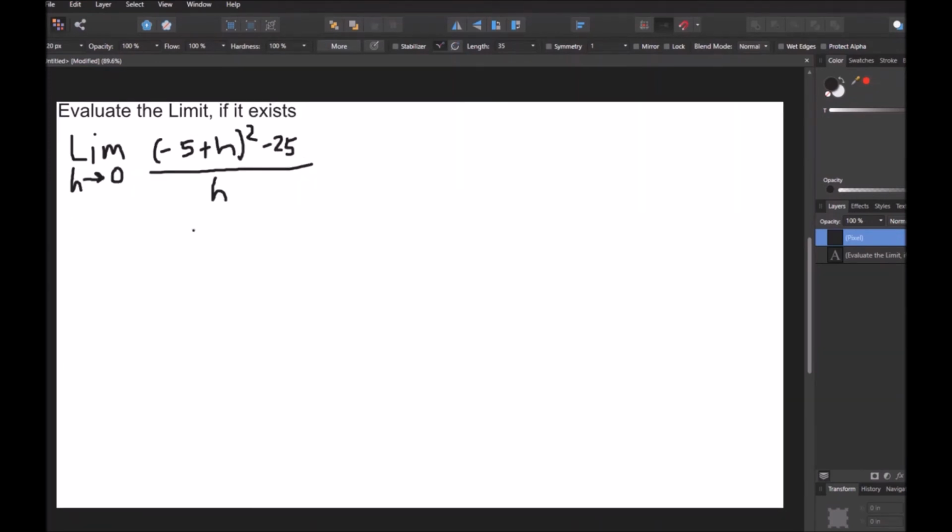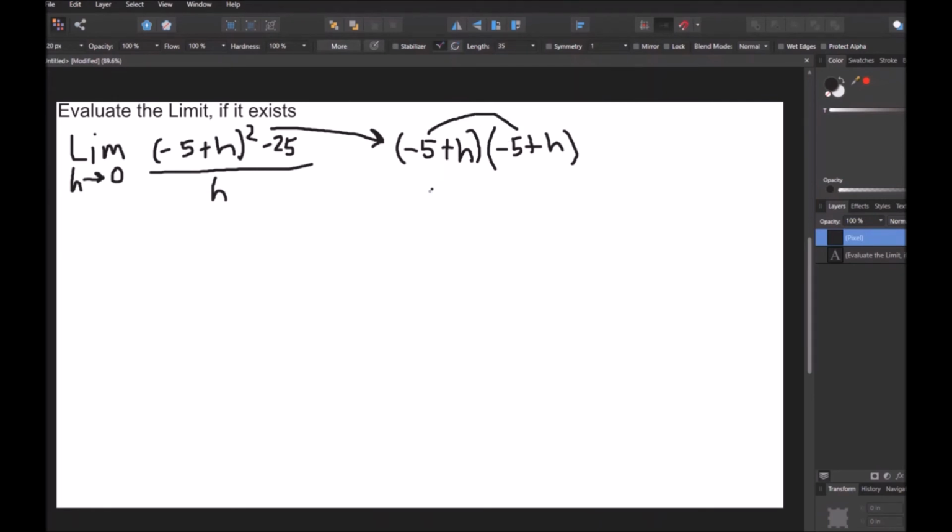Okay, so in this next question we're asked to evaluate the limit if it exists, and we're given the limit as h approaches 0 of negative 5 plus h squared minus 25 all over h. You can't use direct substitution here because you'd get 0 in the denominator. So instead I'm going to expand negative 5 plus h squared and write it as negative 5 plus h times negative 5 plus h, because that's what negative 5 plus h squared is.